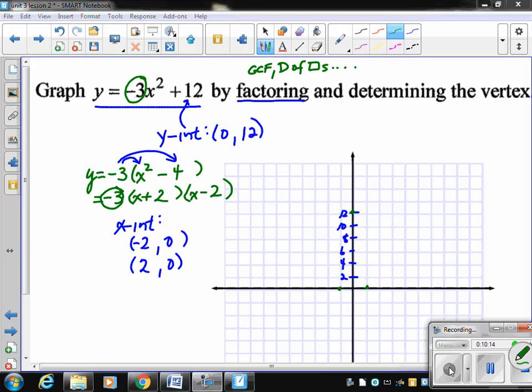It looks to me like the y-intercept would also be the maximum value because my axis of symmetry would lie between 2 and negative 2, which is at 0. So coincidentally, my y-intercept is also my vertex, and I can draw it.